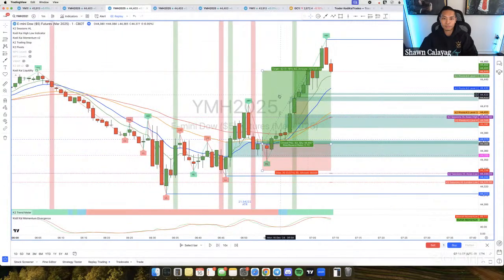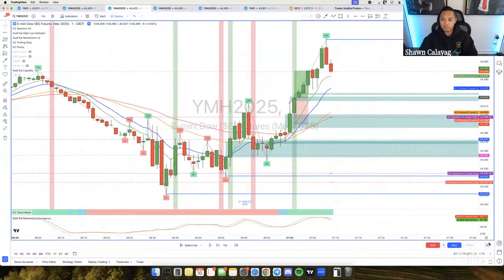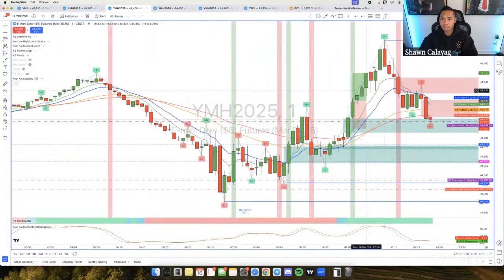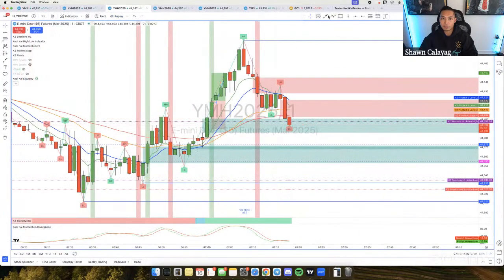Yeah, perfect. Nice work, Sam. So this is what I was just saying right now. That's kind of what I was looking for. I'm looking for price to come down and actually bounce off this area here. So I'm looking for it to come down, bounce off, and then push back up from here.